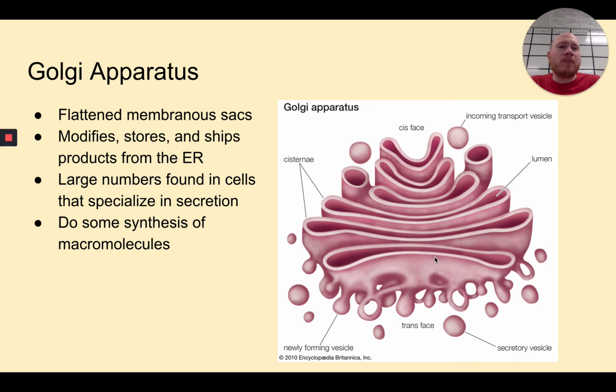So if you think about mucus secretion in your nose, cells that secrete mucus will have a lot of the Golgi apparatus because it helps make the mucus and prepare it for release. So you're going to expect to find more in places that secrete things. So just be aware of that. And they do some synthesis of macromolecules. Sometimes they help with making other larger molecules. But for the most part, they're there to modify proteins and membranes to get them ready for wherever it is that they need to go.